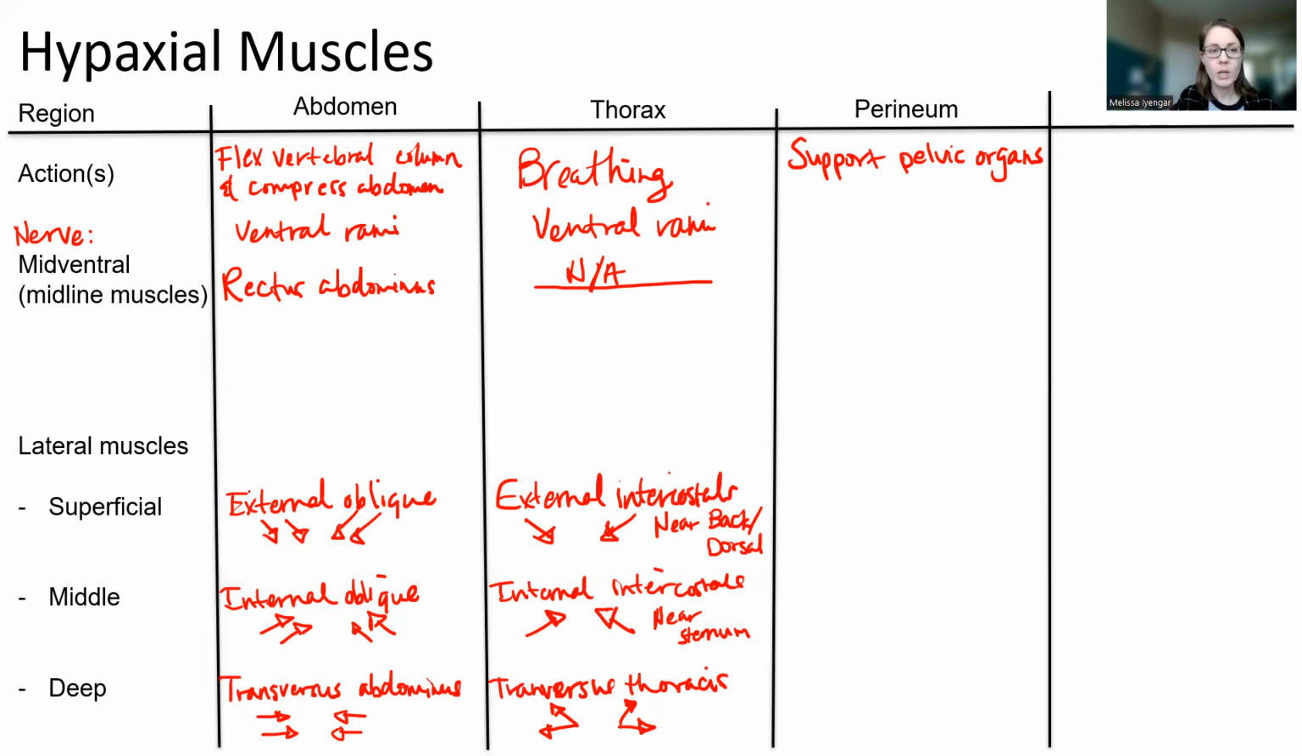Here, the nerves are actually specific, so we're just going to write NA right here. Don't worry so much about what the specific nerve is for each of these muscles. We'll maybe go over that in another class, in 2240 instead. Again, we're going to write NA for our mid-ventral muscles. There are no mid-ventral muscles in this pelvic area. So we're just looking at the lateral hypaxial muscle equivalents, basically.